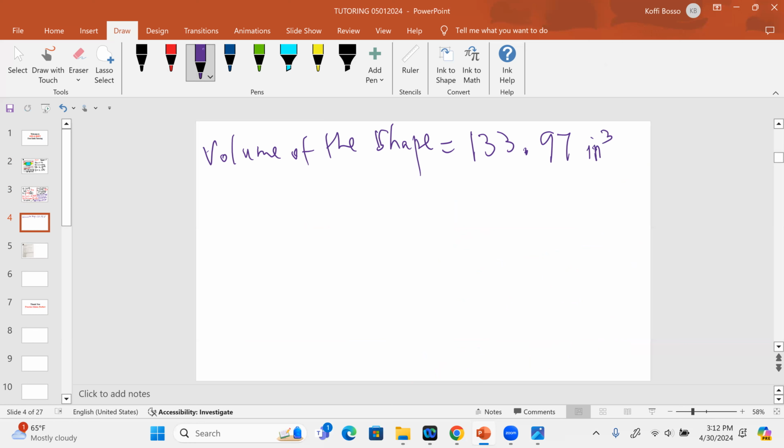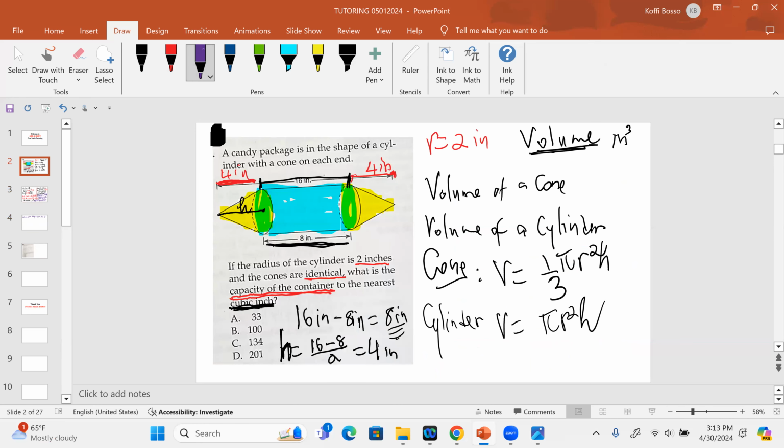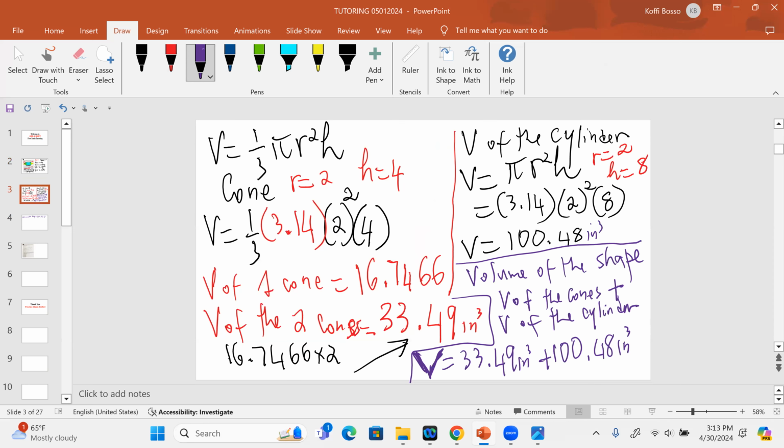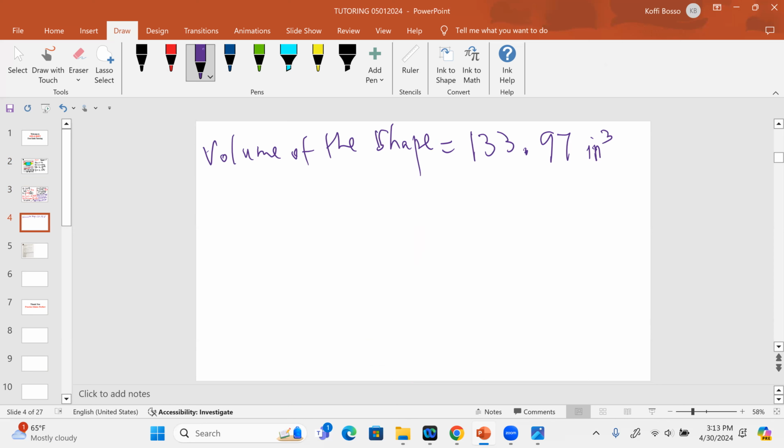Okay, but it's not yet the final answer, because they say something in the question. They say to the nearest cubic inch. That means you have to round this number. So if you round it, what do you get?